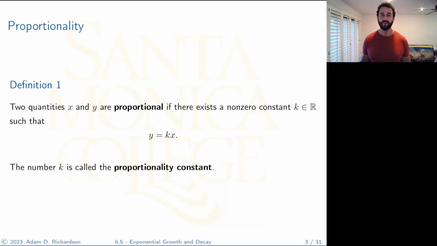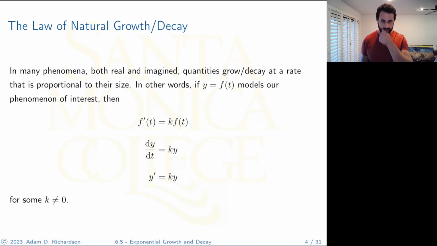Like 2, 4, 6. It could be negative, irrational, or rational, any real number as long as it's not zero. And that number k is what we call the proportionality constant, or the constant of proportionality. That's basically the number that relates the two proportionally.